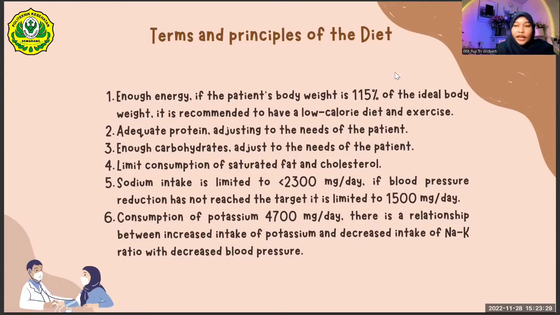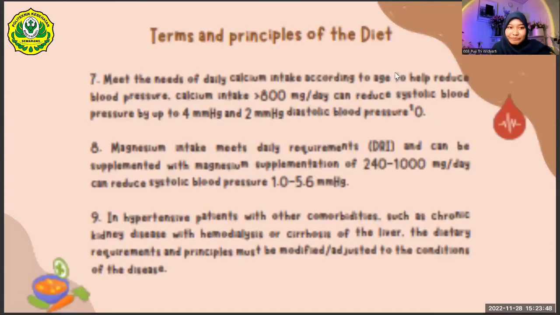If blood pressure reduction has not reached the target, it is limited to 1,500 mg per day. Point number 6 is consumption of potassium, 4,700 mg per day. There is a relationship between increased intake of potassium and decreased intake of natrium, and the natrium and kalium ratio, with decreased blood pressure.